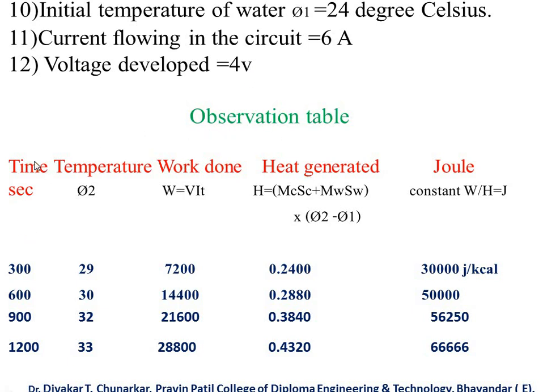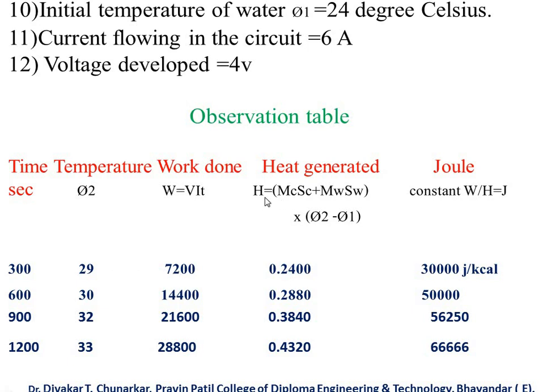When we start the circuit and current flows through it, the temperature increases. We will take readings up to 300 seconds, that is 5 minutes, and after 5 minutes we take the reading. At that time theta 2, meaning the increased temperature of the water, is 29 degrees. We put this value in the equation W equal to VIT, where V is 4 volt, I is 6 ampere and T is 300 seconds, so we get 7200.